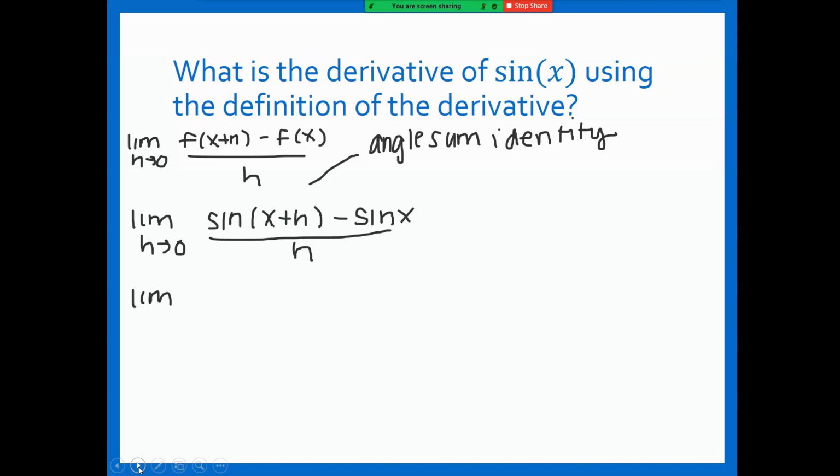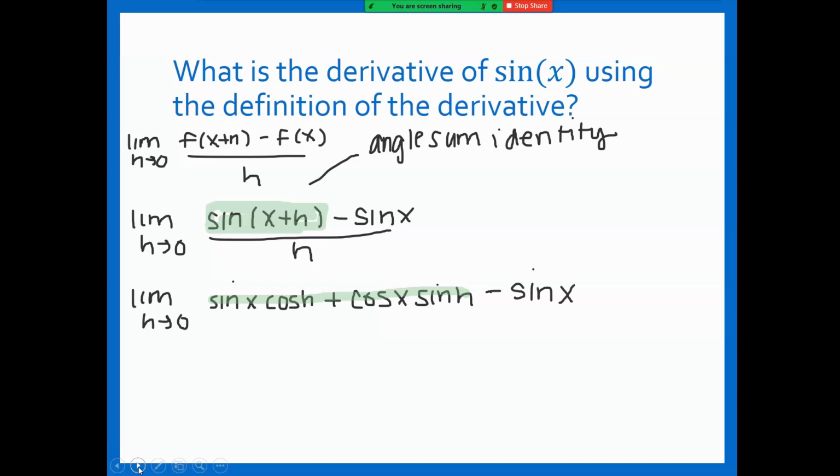So we now have the limit as h approaches zero. For sine, it becomes the sine of x times the cosine of h plus the cosine of x times the sine of h. So you replace this part right here with the angle sum identity. You only have to do this once. Minus sine of x all over h.